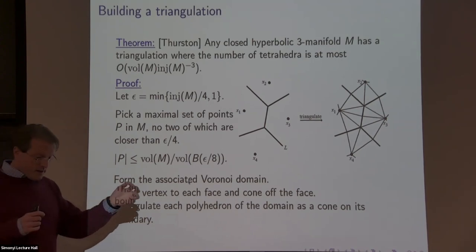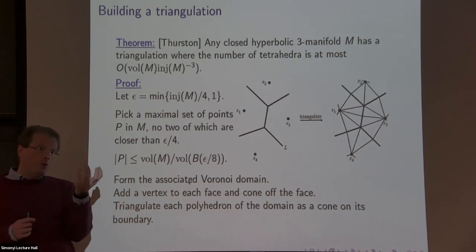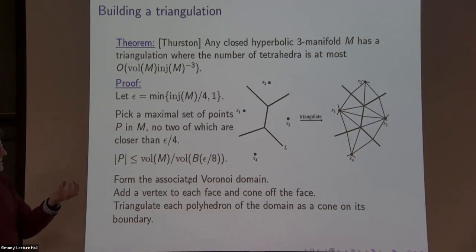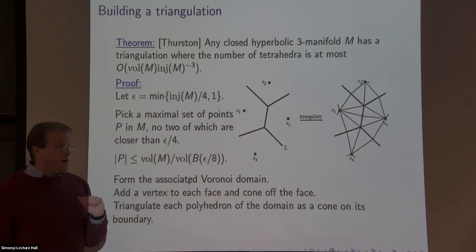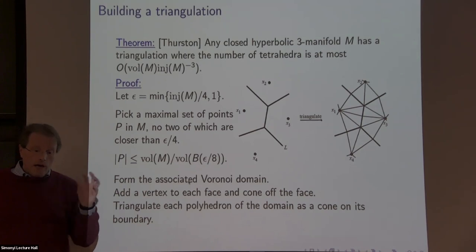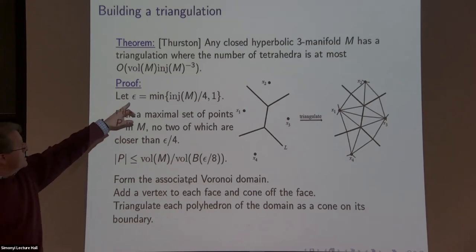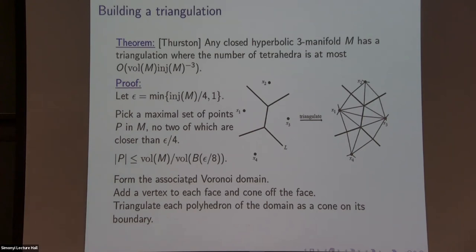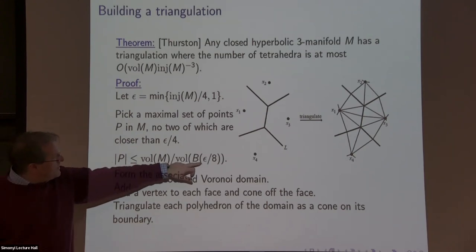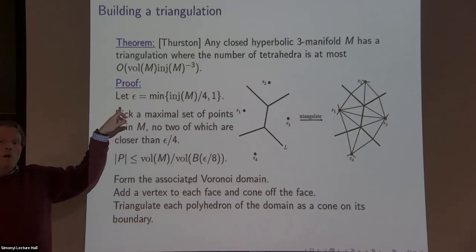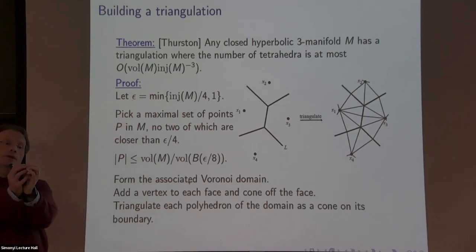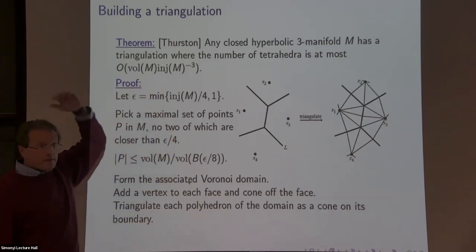Because if no two are closer than epsilon over 4 apart, that means their epsilon over 8 balls are disjoint. And so the number of points is at most the volume of M divided by the volume of the epsilon over 8 ball. And that epsilon over 8 ball is just the same as an epsilon over 8 ball in hyperbolic space, because epsilon is less than the injectivity radius. Okay, so you get an upper bound on the number of points, which is volume divided by the volume of the epsilon over 8 ball. We only really care what happens when epsilon is small, and then small epsilon balls in hyperbolic space look like small epsilon balls in Euclidean space, and their volume just grows like the cube of epsilon. And so you get divided by the cube of the injectivity radius. That's where that comes in.